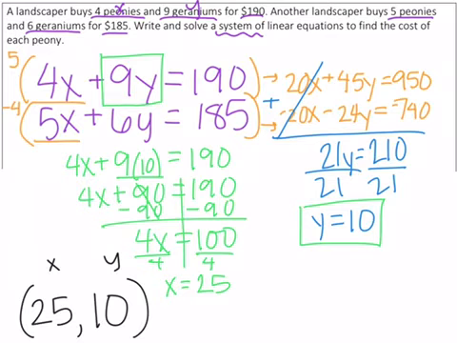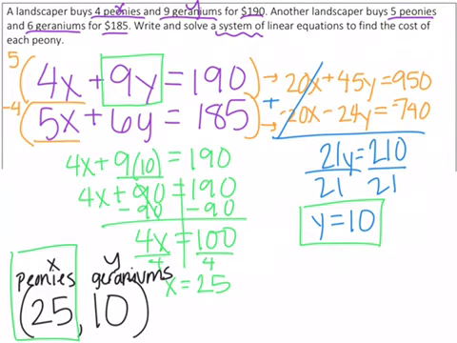So x's are peonies and y's are geraniums. We already had written that earlier. Now, let's see. It says write and solve a system of linear equations to find the cost of each peony. Well, our peonies are $25 each. So they're $25. And that's going to be your final answer.